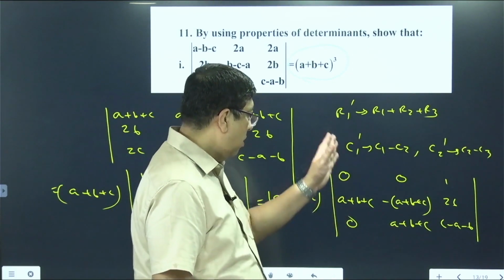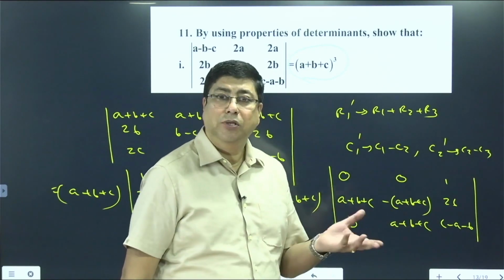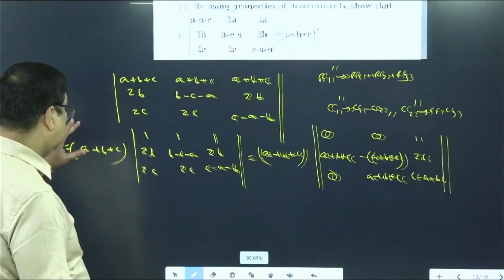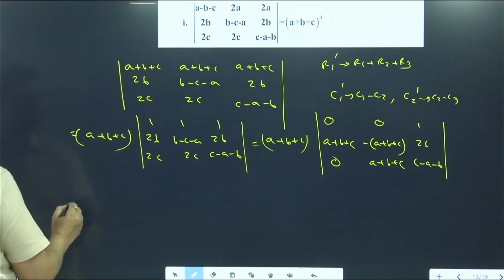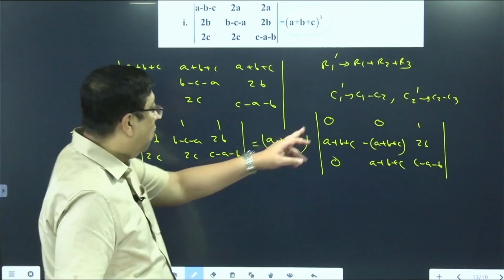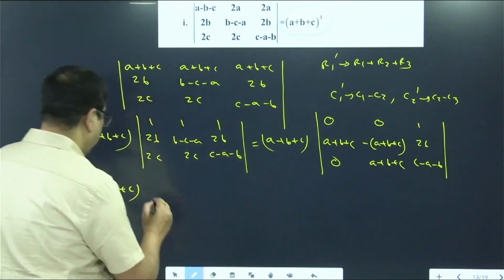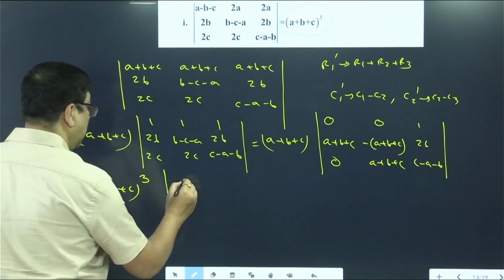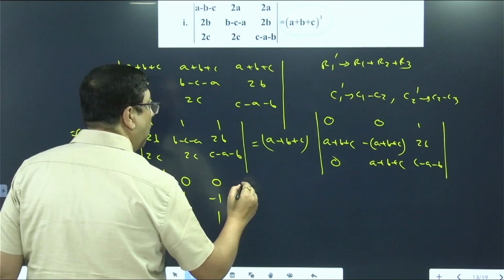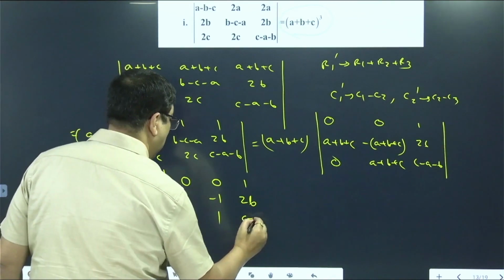From column number 1 we can take a plus b plus c common, from column number 2 we can take a plus b plus c common, so much common, and we got our requirement, a plus b plus c whole cube. Therefore, we can proceed like this. A plus b plus c whole cube, and the determinant is coming 0 1 0, 0 minus 1 1, 1 2b, c minus a minus b.